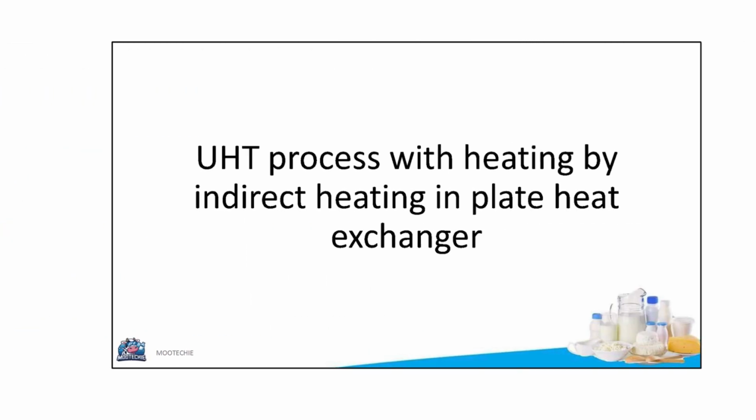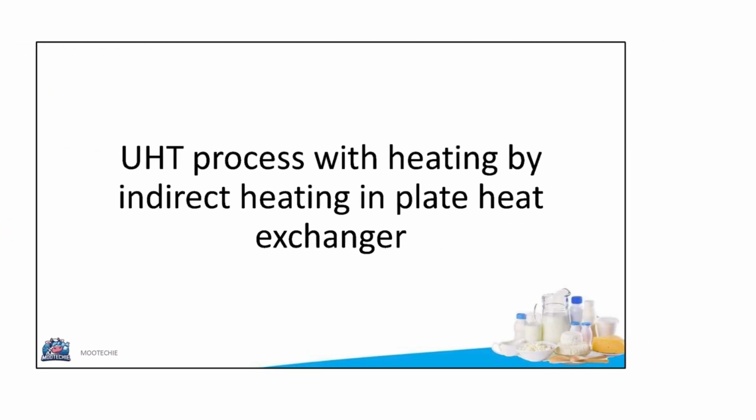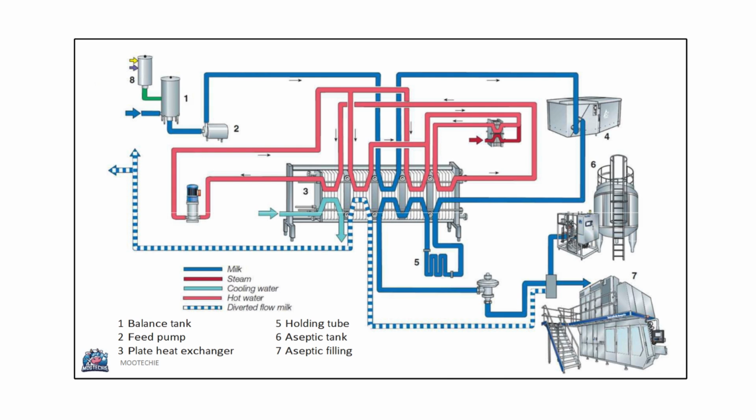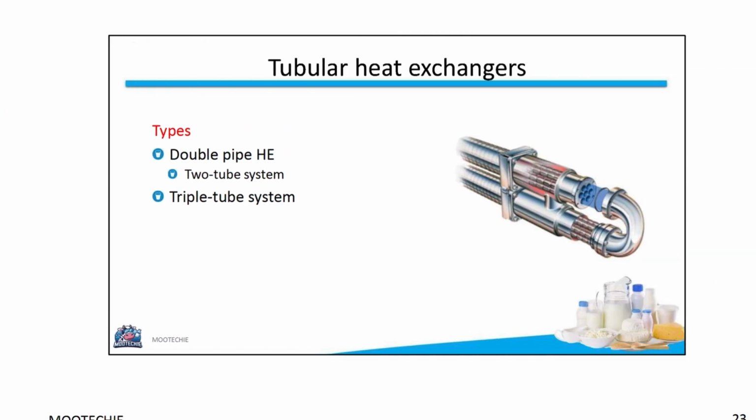A typical UHT process using a plate heat exchanger includes a balance tank, a feed pump, the plate heat exchanger itself for heating and cooling, a holding tube to ensure the required time at temperature, an aseptic tank, and finally, aseptic filling. Another type is tubular heat exchangers.